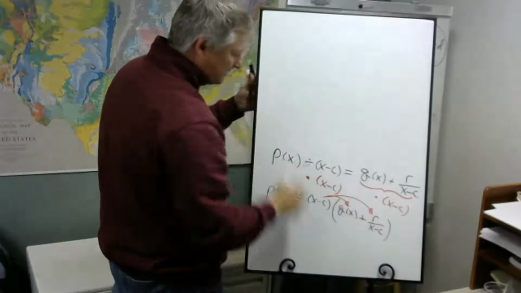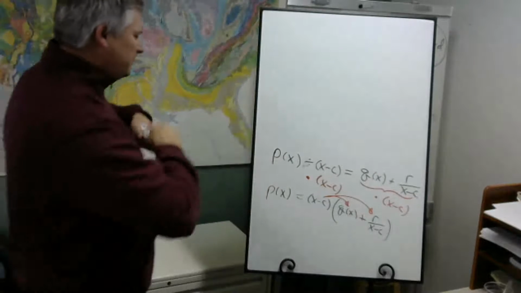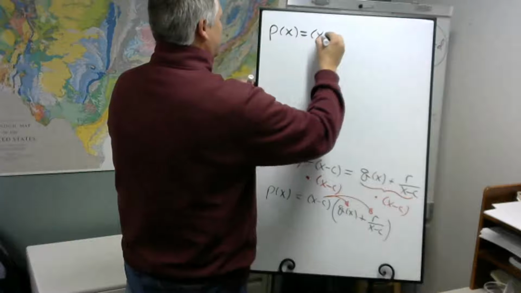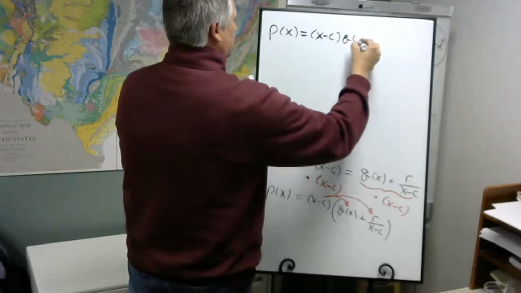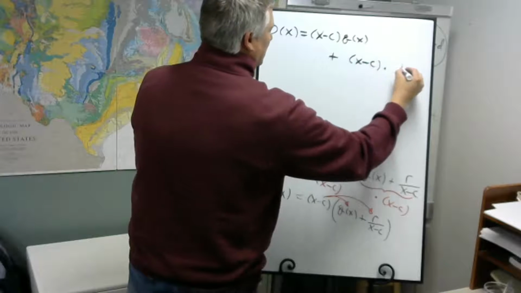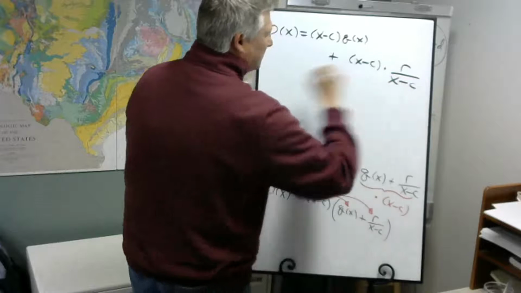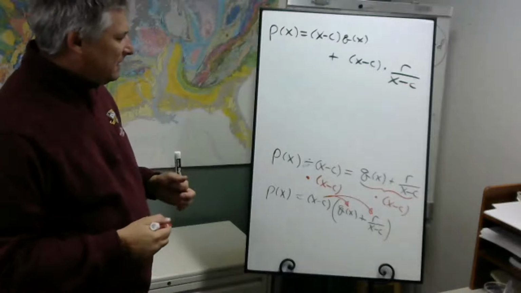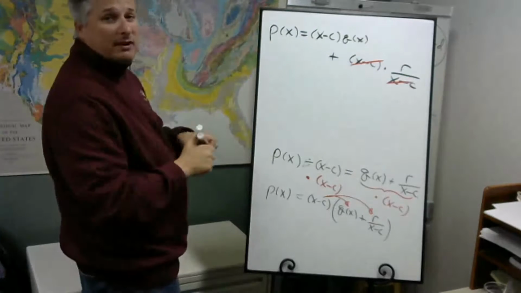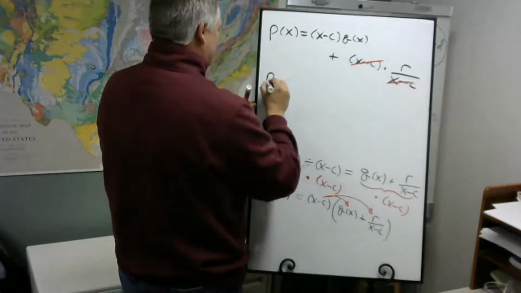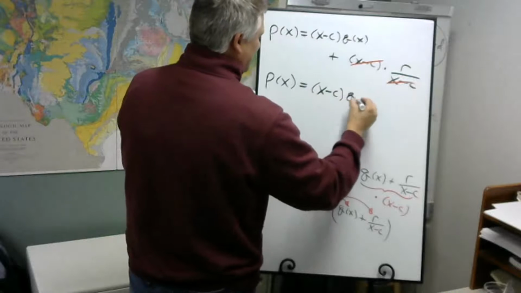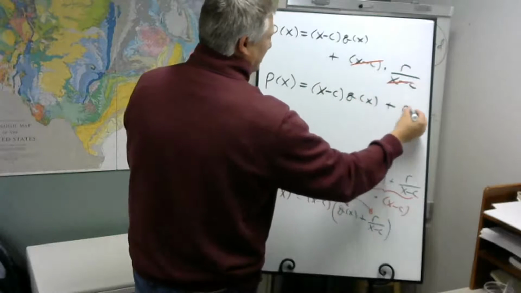So we're distributing x minus c here, and so what we get, p of x is x minus c times q of x plus x minus c times r over x minus c. The x minus c's cancel, at least here they do. And so what we're left with is this. P of x is x minus c times q of x plus r.